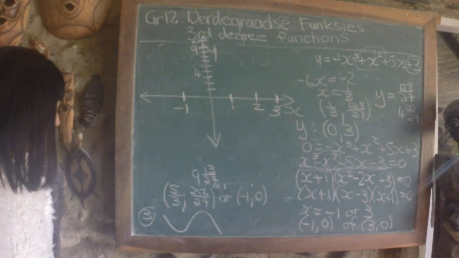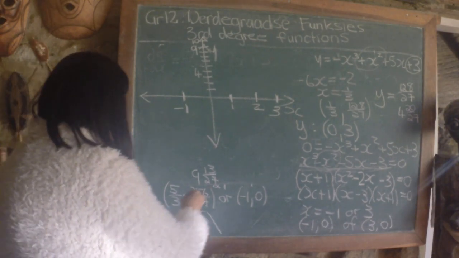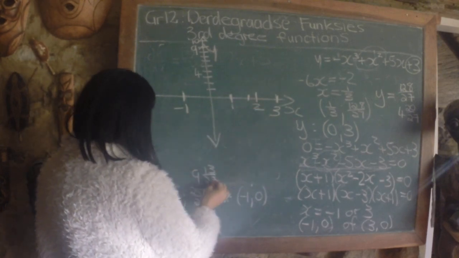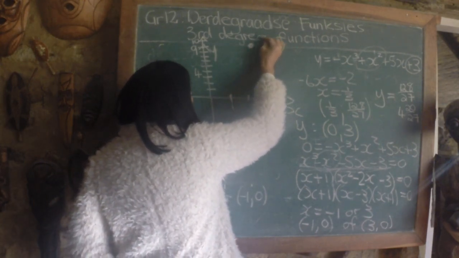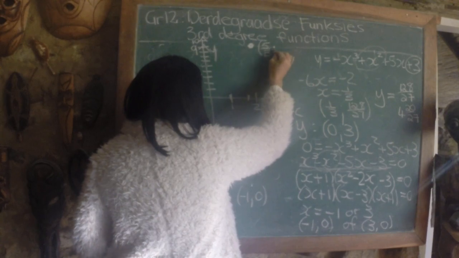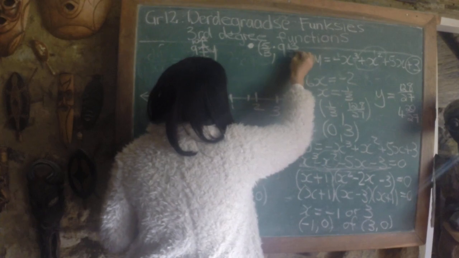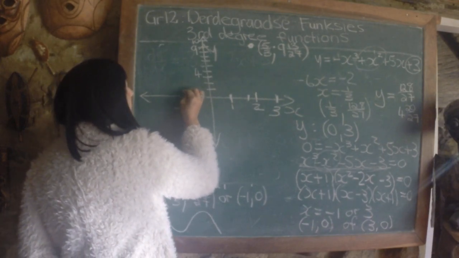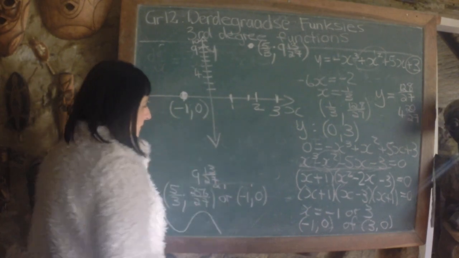This is our shape line. So our stationary points: 1 and 2/3. That's approximately there. And 9 and 13 on 27. That's approximately there. Write the coordinate next to your point. So it's 5 on 3 and 9 and 13 on 27. That's the one turning point. The other turning point, minus 1, 0 over there.